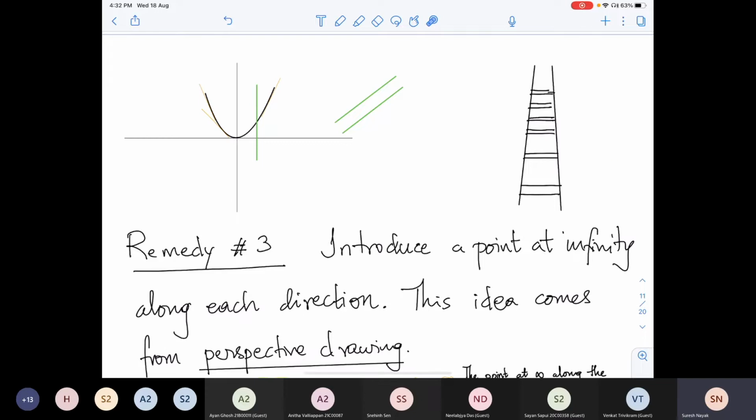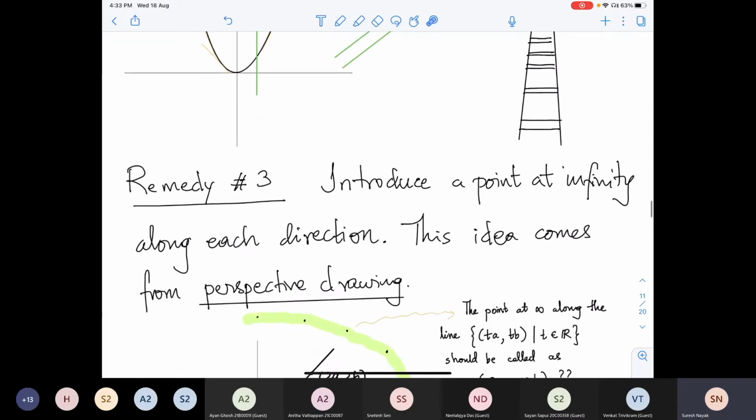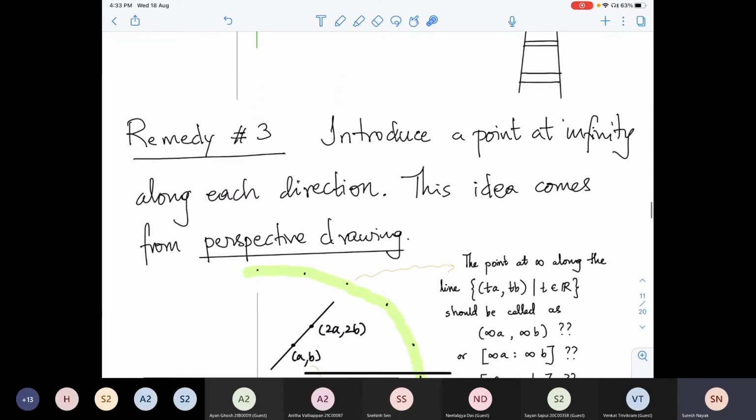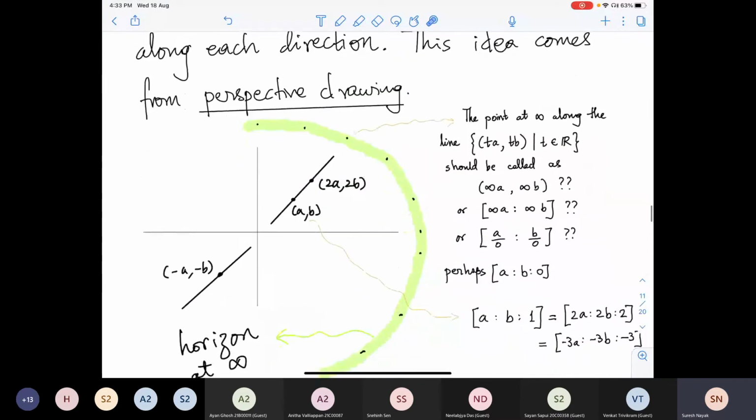And similarly, one can talk about drawing cuboids or buildings. If you just look at any picture of various buildings, you will notice that the so-called parallel edges of the buildings, when they are represented in the two-dimensional plane, don't really look parallel. They seem to go somewhere and meet at some point at infinity. So that is the idea that came from perspective drawing, and then it was mathematically implemented as follows.